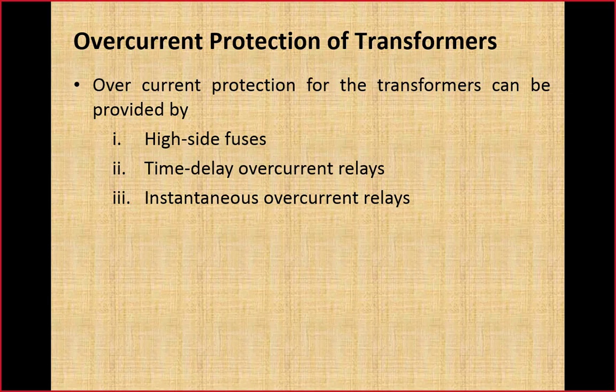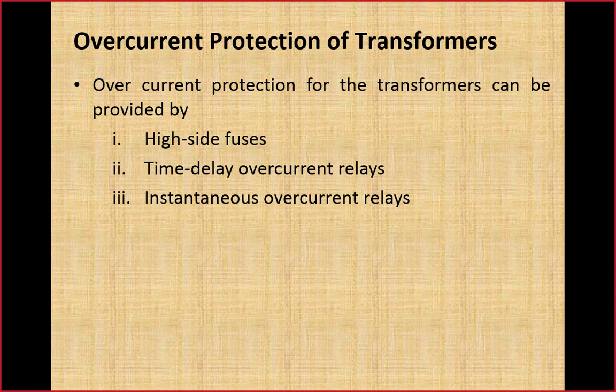Now the time delay overcurrent relays are used to provide protection against overload condition as well as against a sustained fault current, that is known as a through fault. Through fault means the fault is passing through the transformer but is outside the transformer. So to provide protection against overload condition and through fault, we use time delay overcurrent relays for those transformers which have been installed in substations.